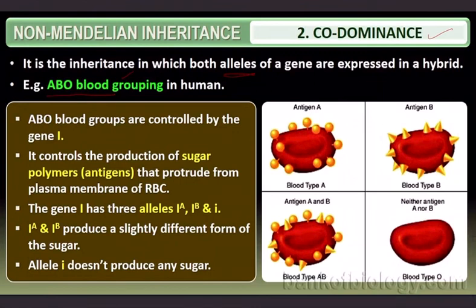This is one deviation. The second deviation from Mendelian inheritance is codominance. It is the inheritance in which both alleles of a gene are expressed in a hybrid. Example, the best example you must remember is ABO blood grouping in human beings. As you know, we human beings all have four types of blood groups: blood group A, blood group B, blood group AB, and blood group O. There are other groups also, but for our convenience, I am talking about the four blood groups.